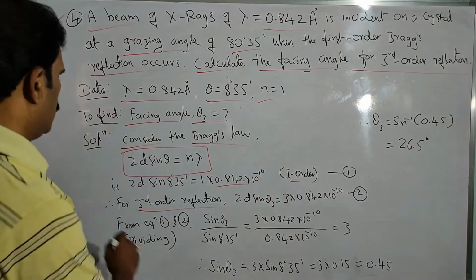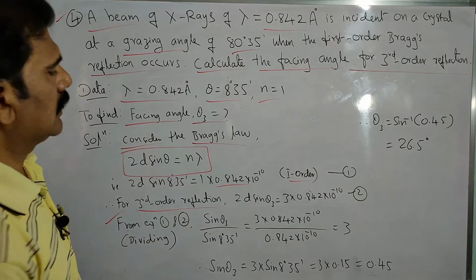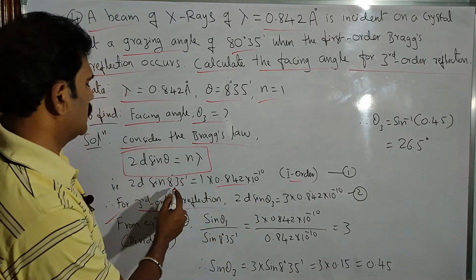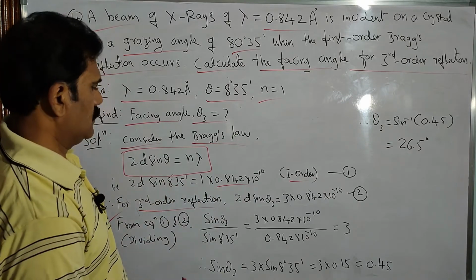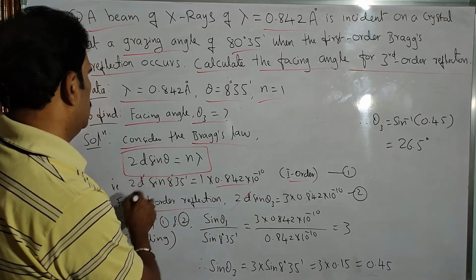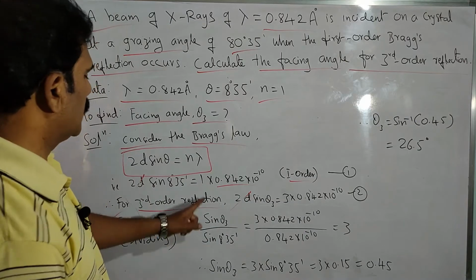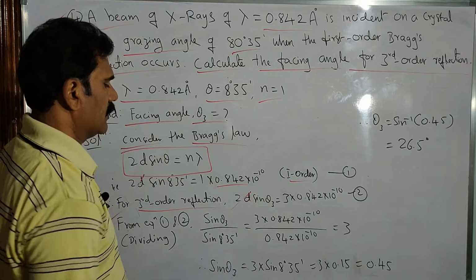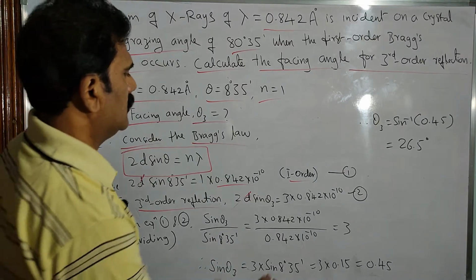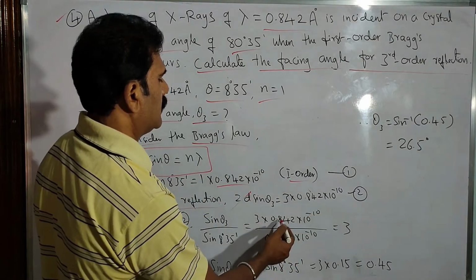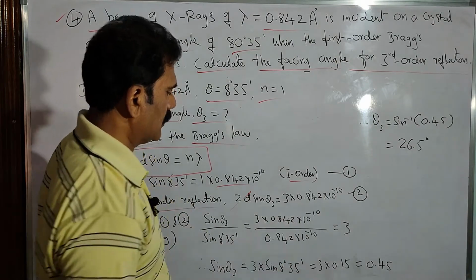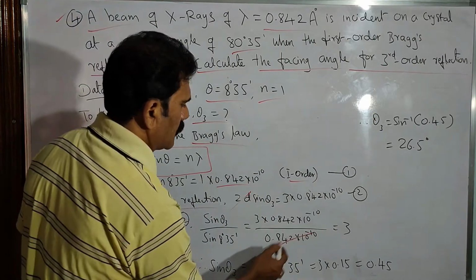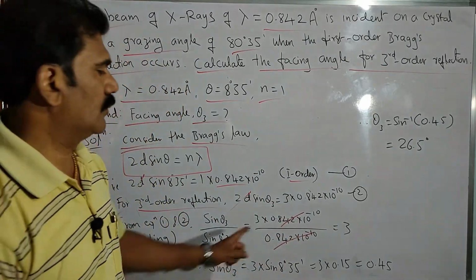By using these two equations 1 and 2, you can take the ratio like 2d sin theta 3 divided by 2d sin 8 degree 35 minutes. So that you can cancel 2d on numerator and denominator. So left with sin theta 3 divided by sin 8 degree 35 minutes is equal to what? Right hand side we have 3 into 0.842 10 power minus 10 divided by 0.842 10 power minus 10 again, so that you can cancel that also here. Left with only 3.